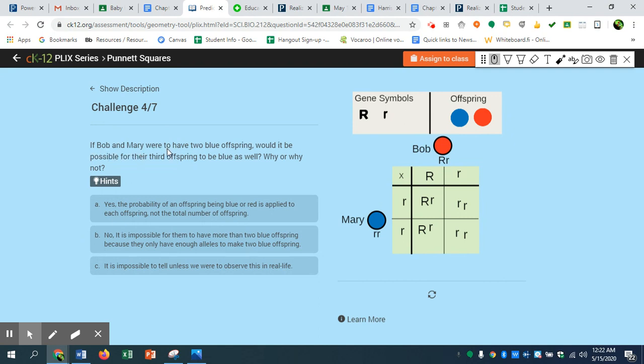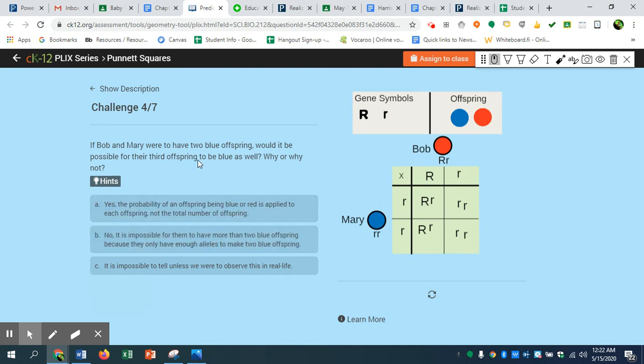If Bob and Mary were to have two blue offspring, would it be possible for their third offspring to be blue as well? Why or why not? So remember, in a Punnett square, this doesn't mean that if you have four offspring, one's going to be this, and one's going to be that, and one's going to be that. That's not what a Punnett square means. It means that for every individual offspring you have, this is the chance that it would have this genotype. So you could have 100 kids and they all could be this. It's a 50-50 chance here. It's for every individual offspring.